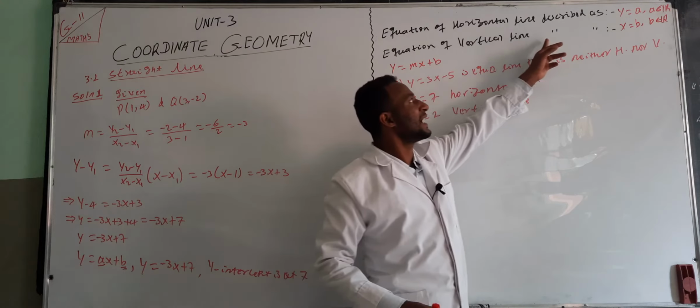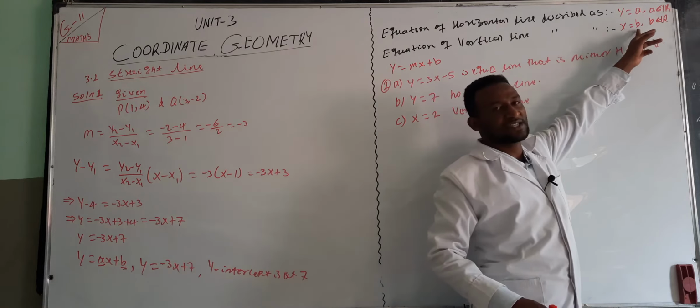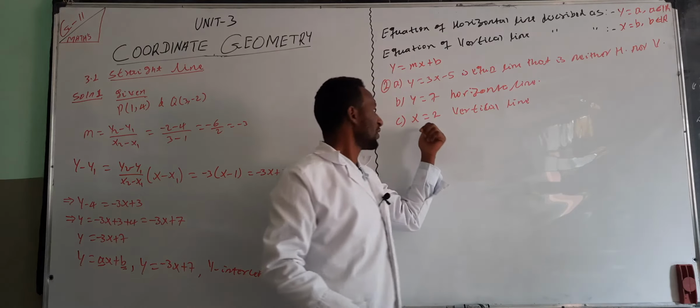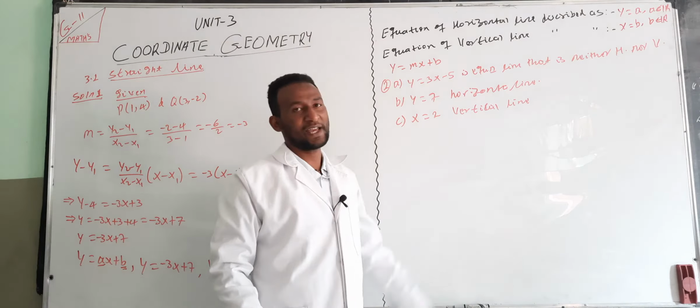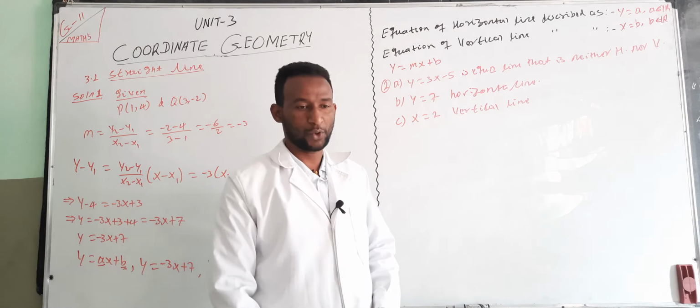The equation of a vertical line is described as x is equal to b. In this equation of the line, b is 2, therefore this is a vertical line which has no slope.